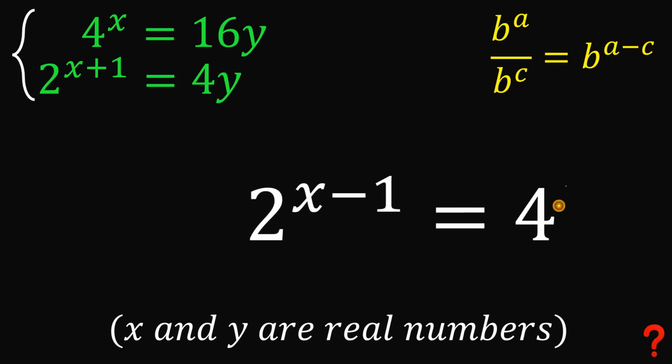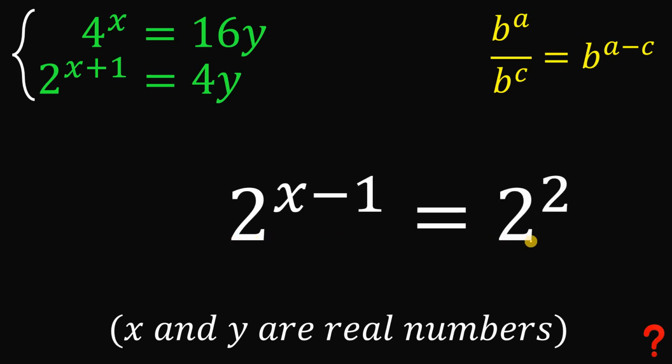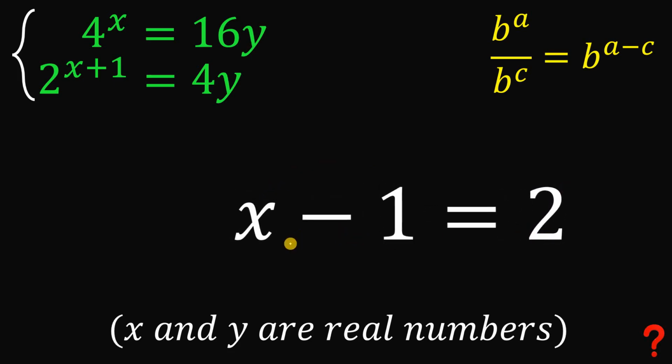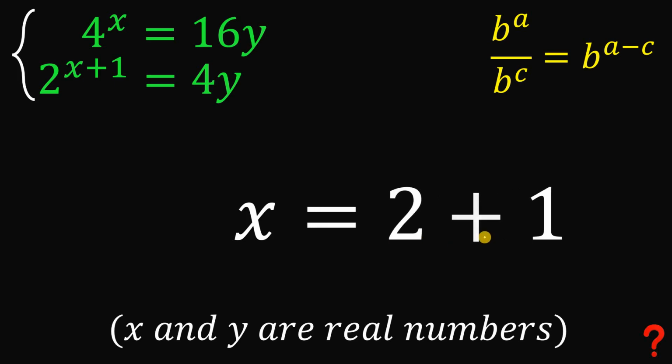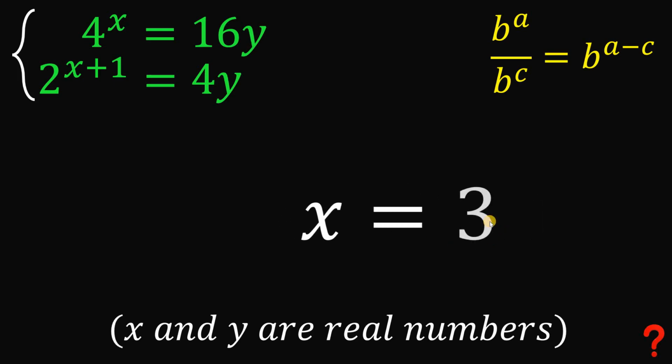Now, finally, this 4 can be written as 2 raised to the power of 2. And since we have the same base, they are equal. Therefore, we can say that their exponent must be the same. So we can say that x minus 1 equals 2. And we can now solve for the value of x. Let's add 1 on both sides. And if we do that, we get that x must be equal to 2 plus 1, which is equal to 3. So now, we have the value for x.